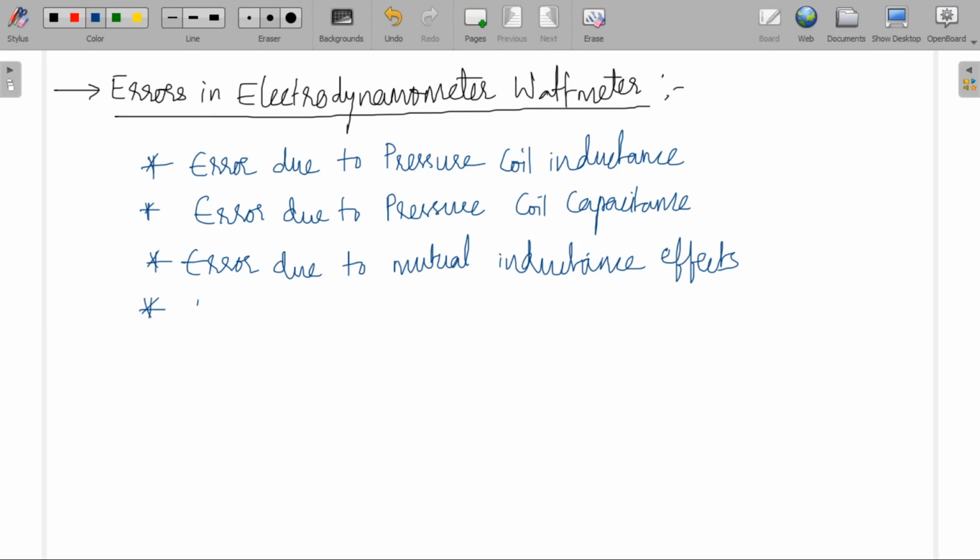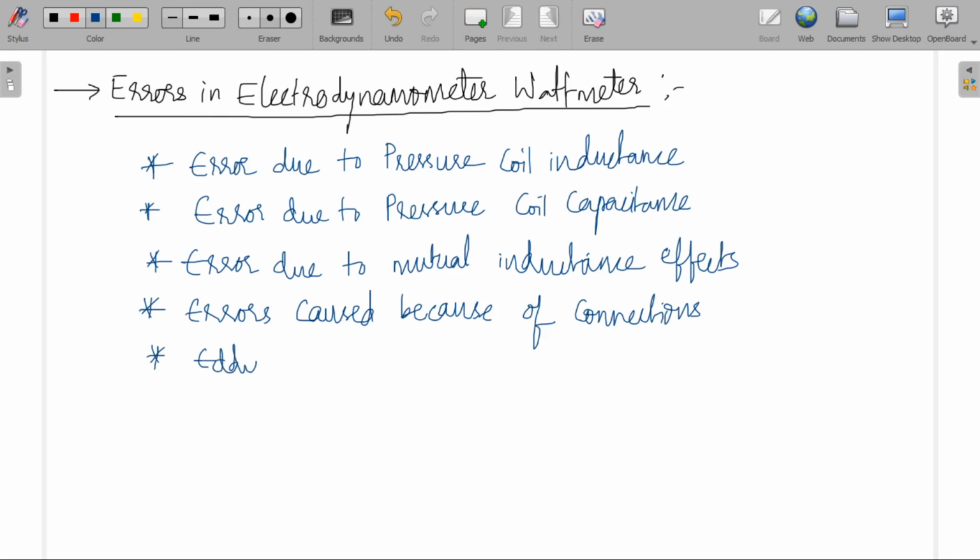Errors caused because of connections. Eddy current errors. Stray magnetic field errors.